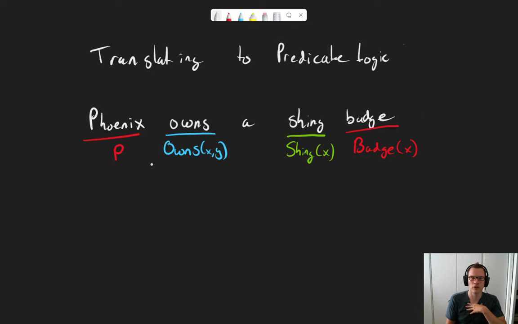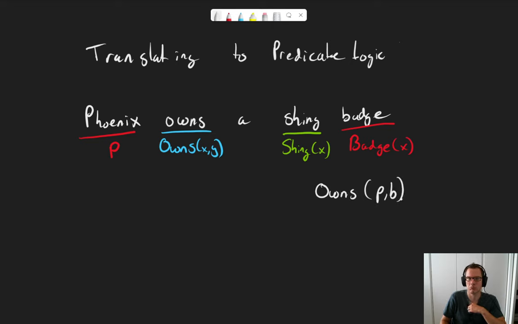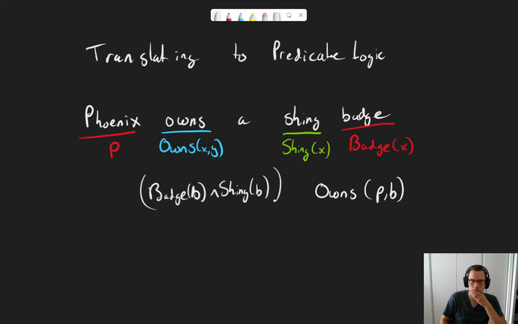What we get is Owns(P, and then something, this badge that I need to introduce. Let me just write it more to the right then. Apologies for this. Owns(P, B). This is Phoenix owns a B. Okay, what is this B? Well, B is a badge, and it's also shiny. Oh, and I also happen to know that Phoenix owns it. So there's this B, it's shiny, and Phoenix owns it.